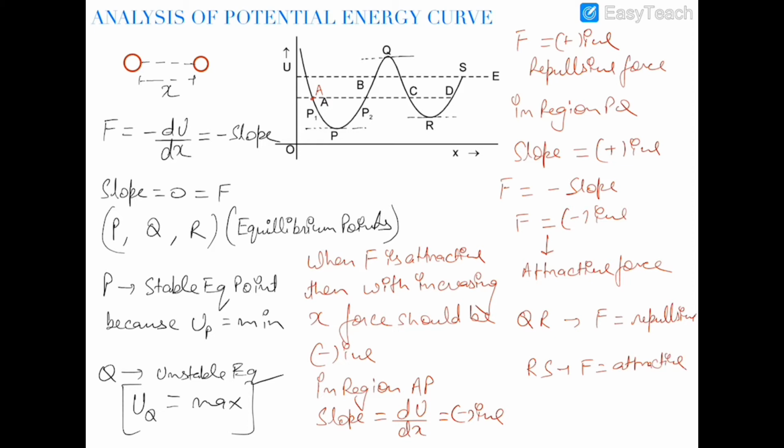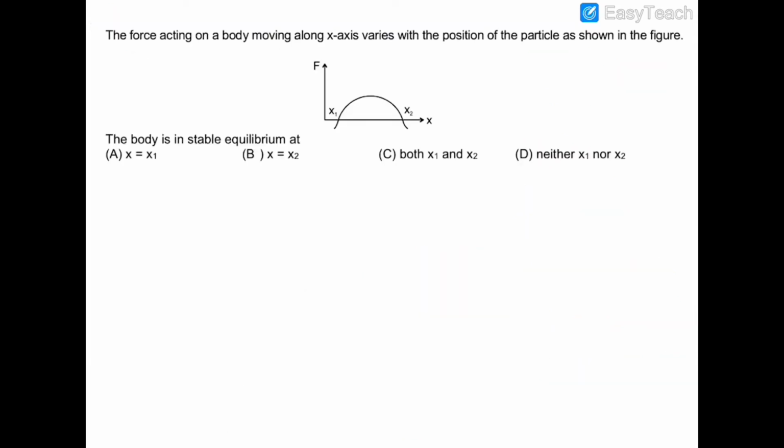Okay, now in this diagram you can see that the graph is being given between F and X. So we need to identify the positions of stable and unstable equilibrium.